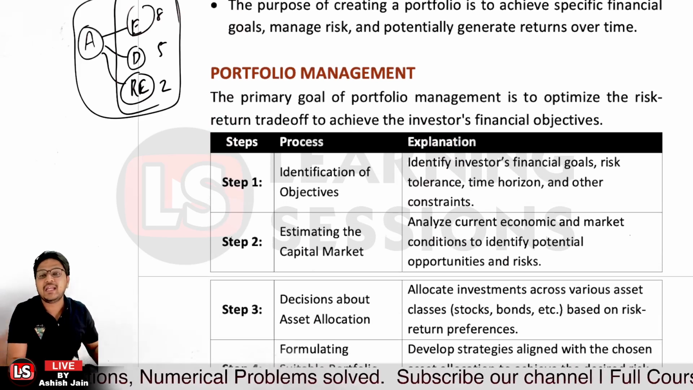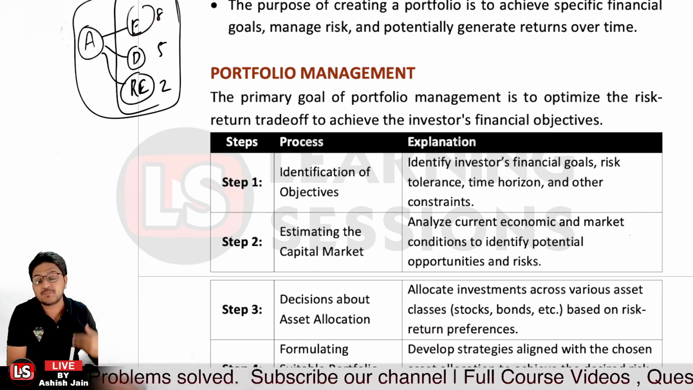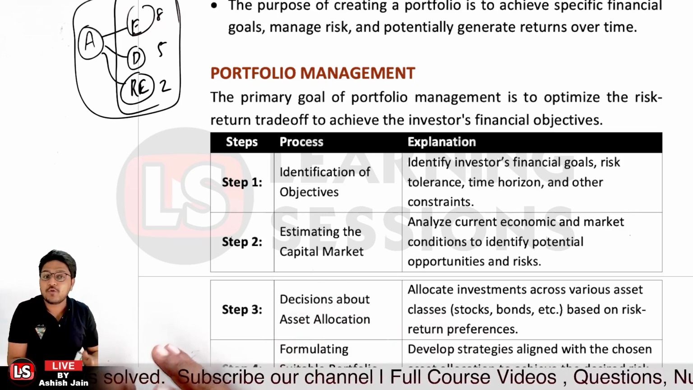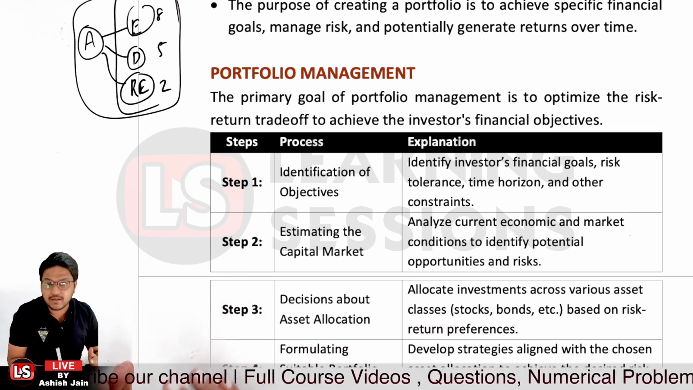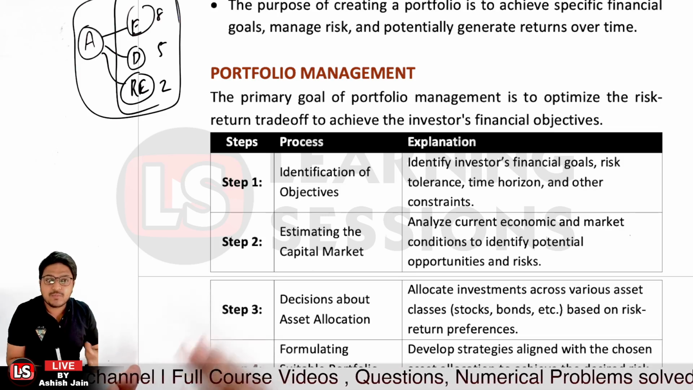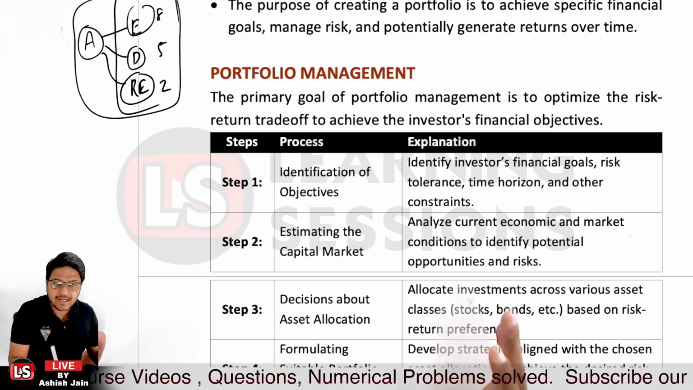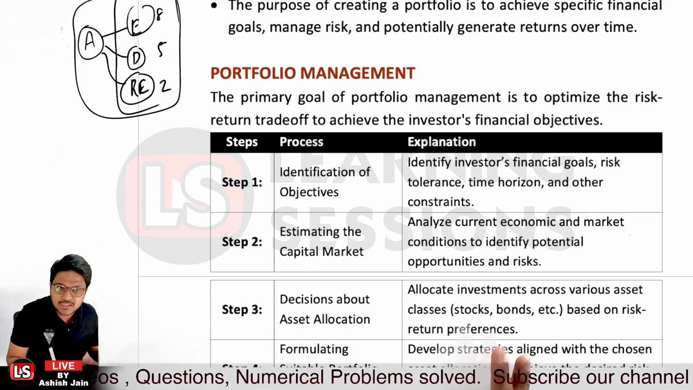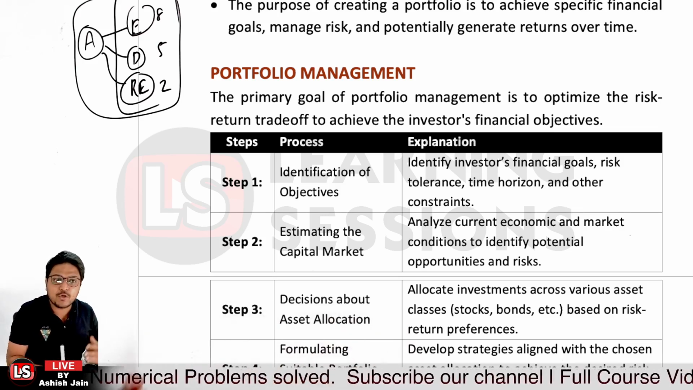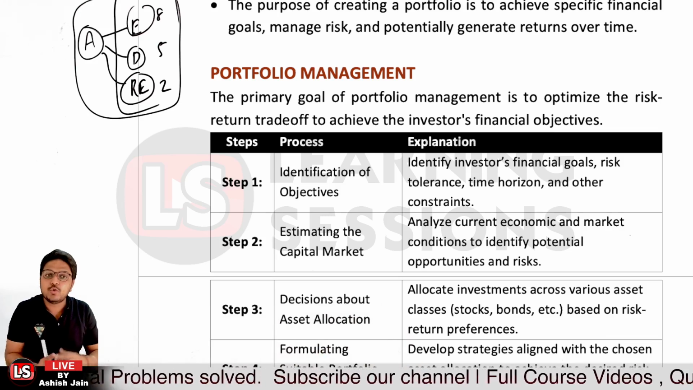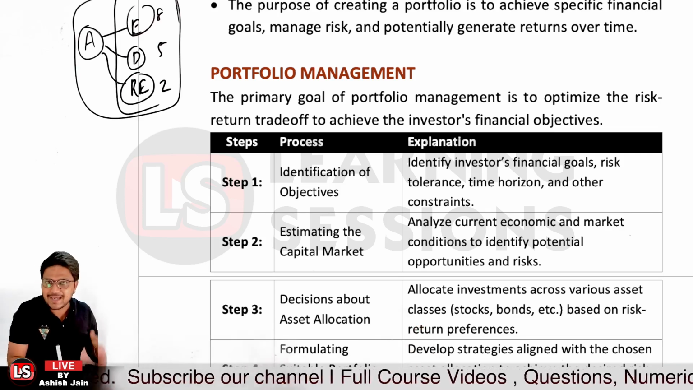One, it's related to identifying the objective. Let's say a person A visited you, and he wants his portfolio to be managed. In that scenario, first of all, we must identify what his objective is, why he is here, right? Second, we must estimate the capital market, what the main market size is, and what the current economic and market conditions are, so that potential opportunities and the different risks involved can be looked into. And the third step is related to what assets we must allocate the money into.